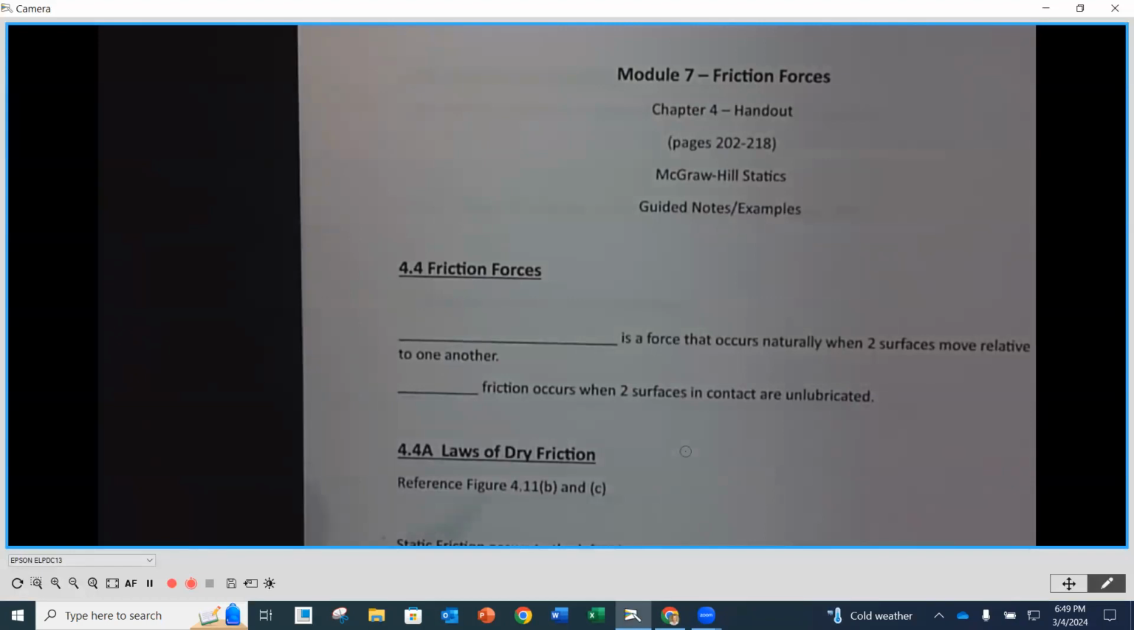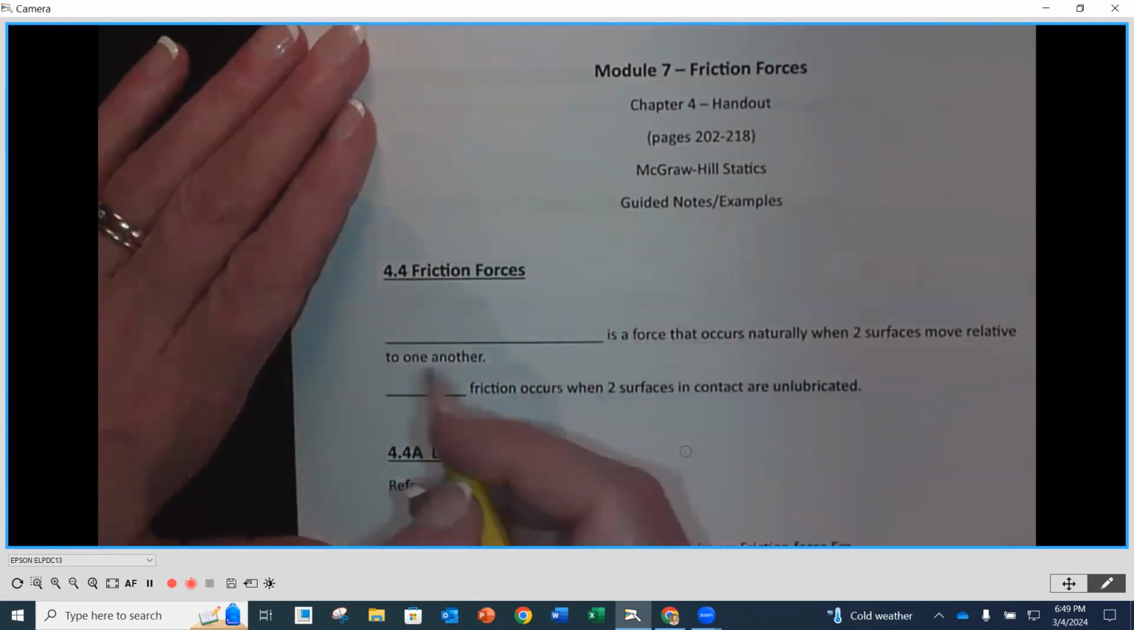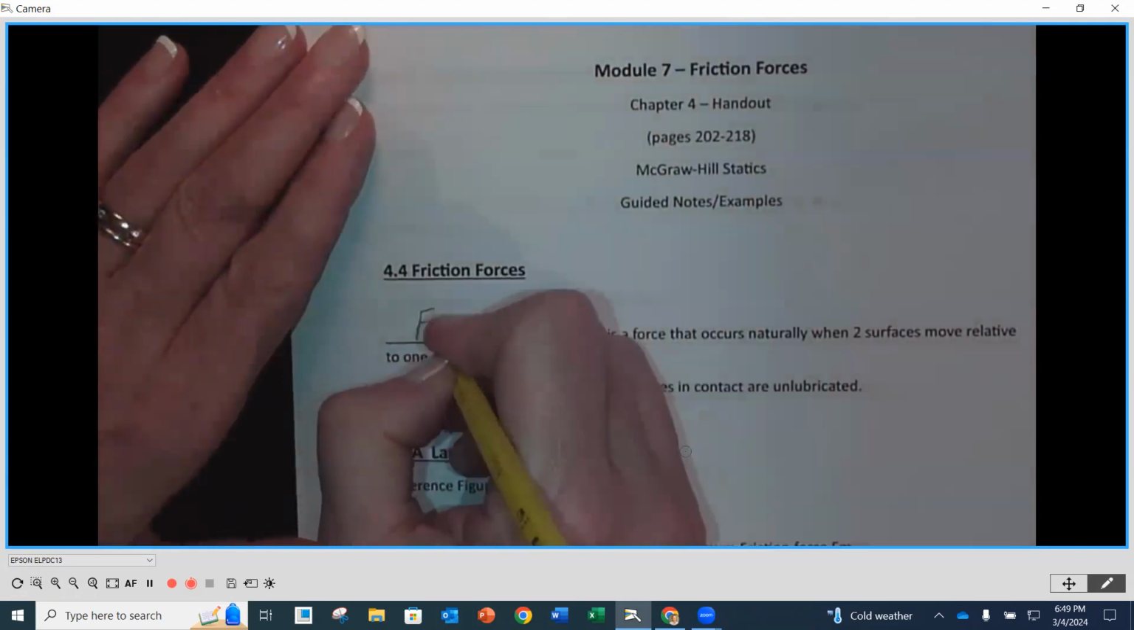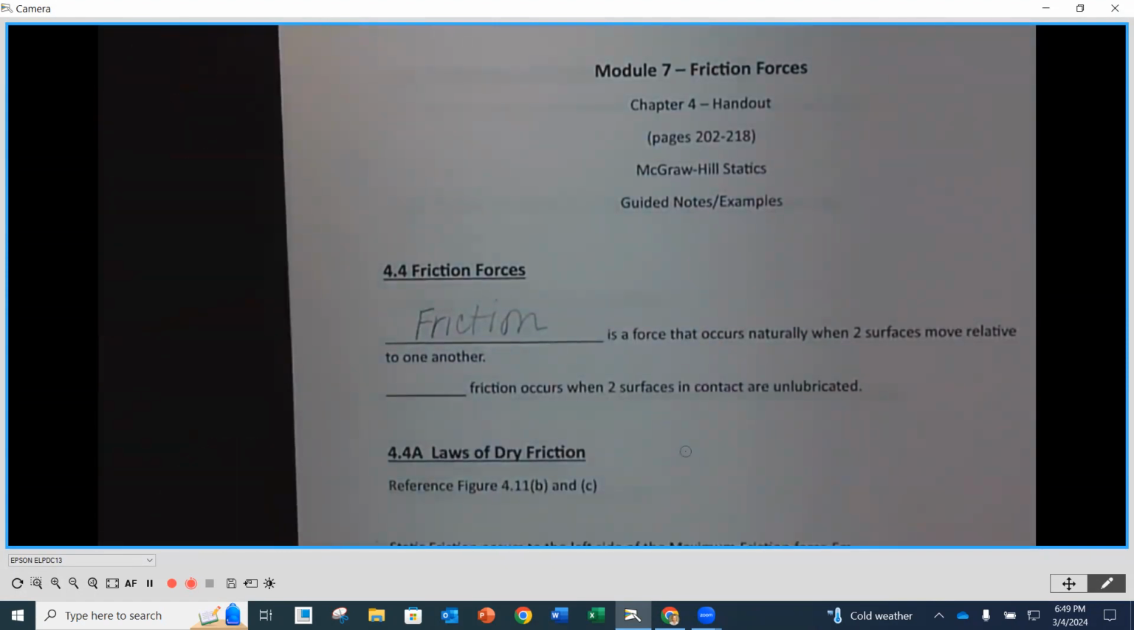So, friction forces. Friction is a force that occurs naturally when two surfaces move relative to one another. So we want to put in here the word friction. We have all encountered friction, dealt with friction, heard of friction. You guys have had physics, so friction is a familiar term to you. It's also usually the reason for losses that we see in systems as they work together. Many times friction is something we want to try to avoid because it creates heat. But at very strategic times, we want friction to be our friend.